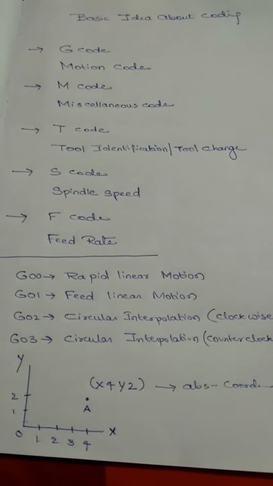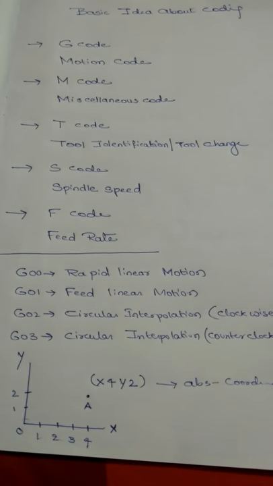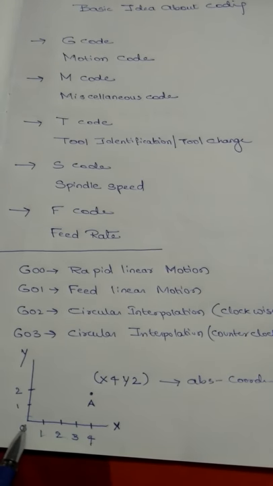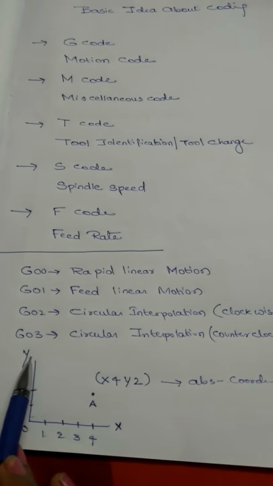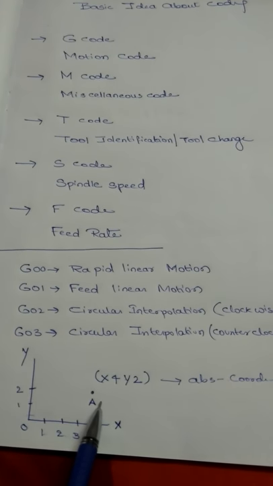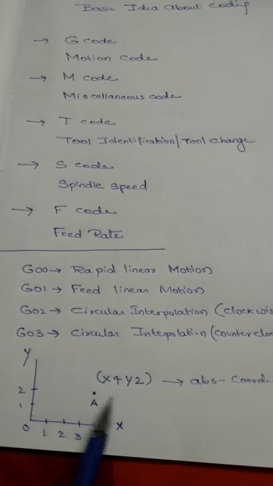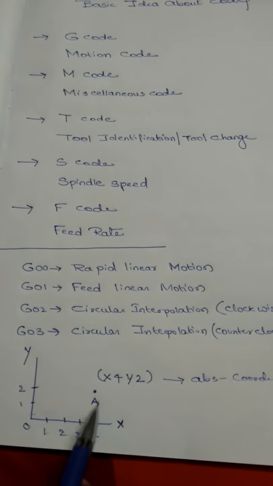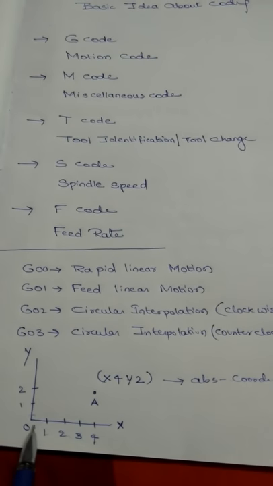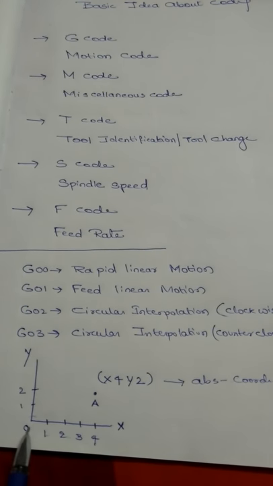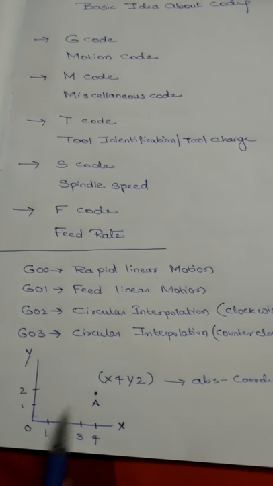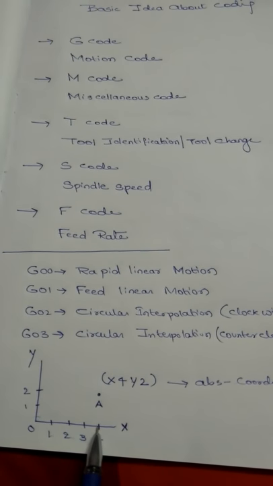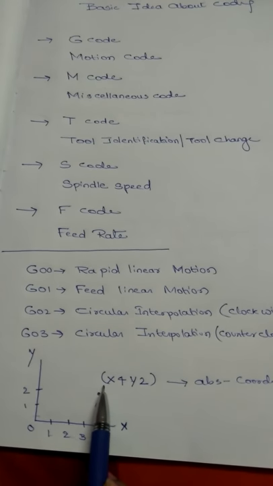Before starting the part programming, let me give you an example for locating a point in XY coordinates. If you see this diagram, we have positive X and positive Y. I have marked a point A and I need to write the location of that point A with respect to X and Y. This point A is 4 units away from O in X direction, where O is the origin. So point A is 1, 2, 3, 4 units away from the origin in X direction. So I have mentioned here X4.